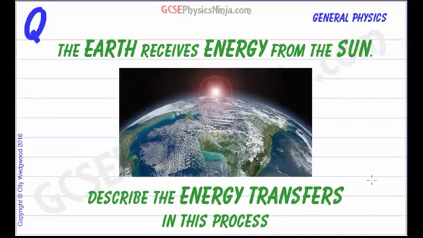Energy can be transferred from one form to another, or from one place to another. Now the Earth receives energy from the Sun, and so this is a huge transfer of energy across the emptiness of space. So how do these energy transfers work? So we can describe the energy transfers in this process.